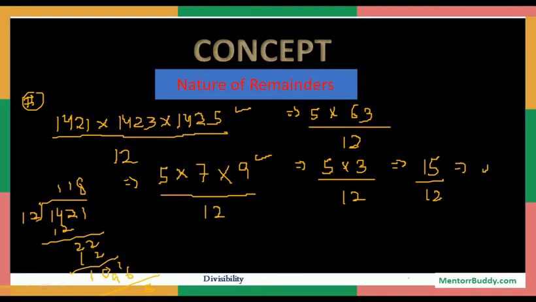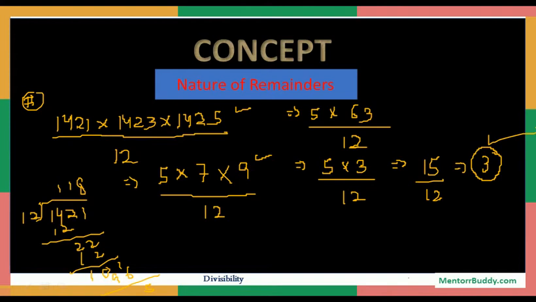And 3 further can't be divided by 12 because this is going to be the final remainder. So we have to keep dividing till we get a number which is smaller than the divisor. Why so? Because the remainder is always going to be smaller than the divisor. So this is the logic, this is the question which is helpful to obtain the logic of whether remainders are additive, subtractive or multiplicative in nature.